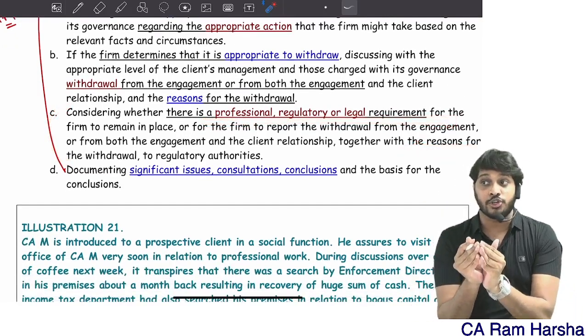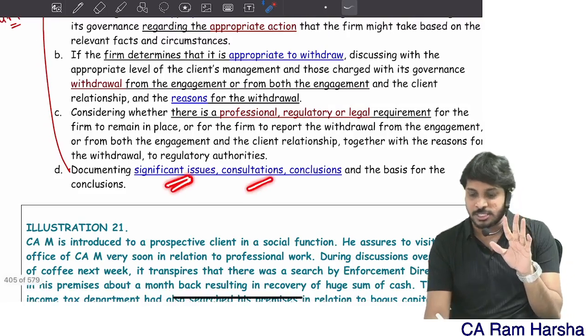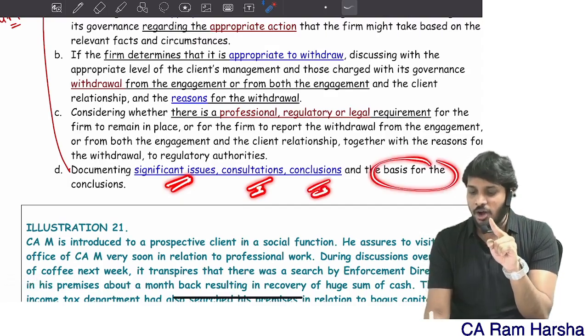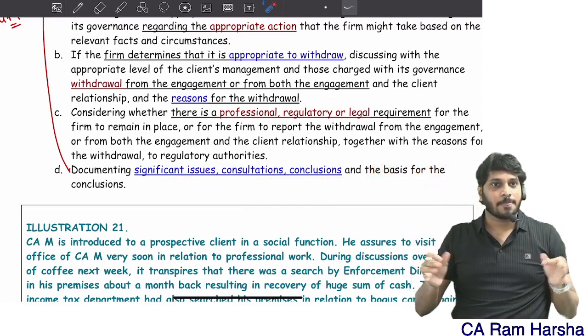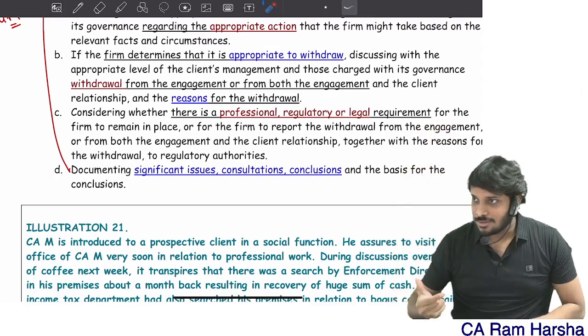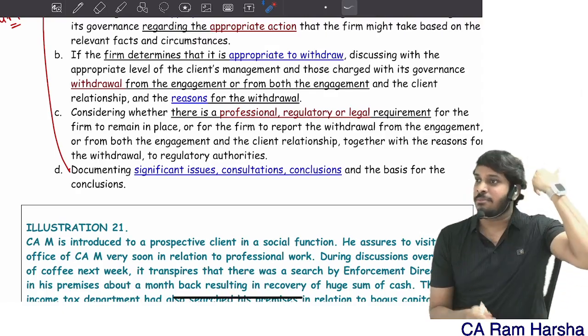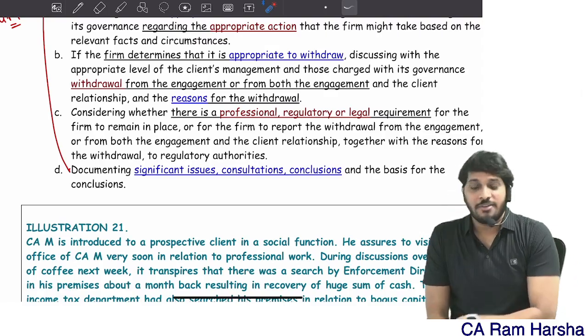And finally, you should document the issues that arose in the withdrawal process, whom you consulted to resolve these issues, what decisions you have taken, and why you have taken that decision. This is summarizing. Now revise it. Getting the point? By revising it, you will remember. Remembrance is a byproduct.